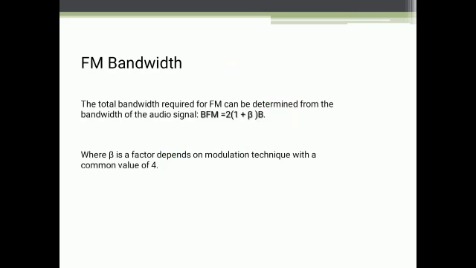FM bandwidth. The total bandwidth for FM can be determined using the formula BFM equals 2 into (1 plus beta) into B. The actual bandwidth is difficult to determine exactly, but it can be shown empirically that it is several times that of the analog signal, or it is 2 into (1 plus beta) into B, where beta is a factor that depends on the modulation technique, with a common value of 4.